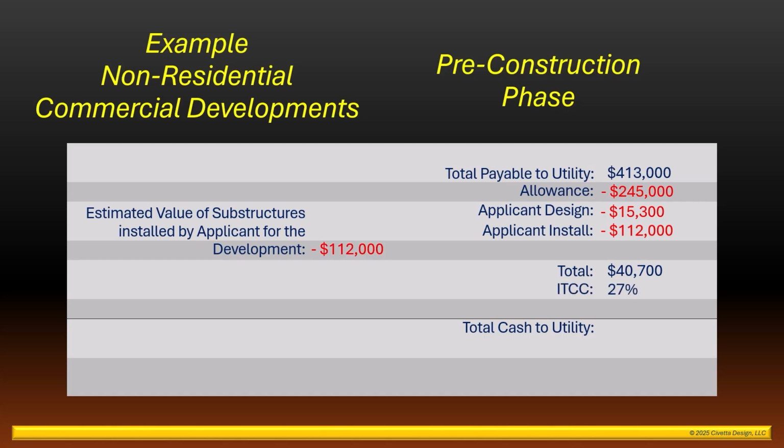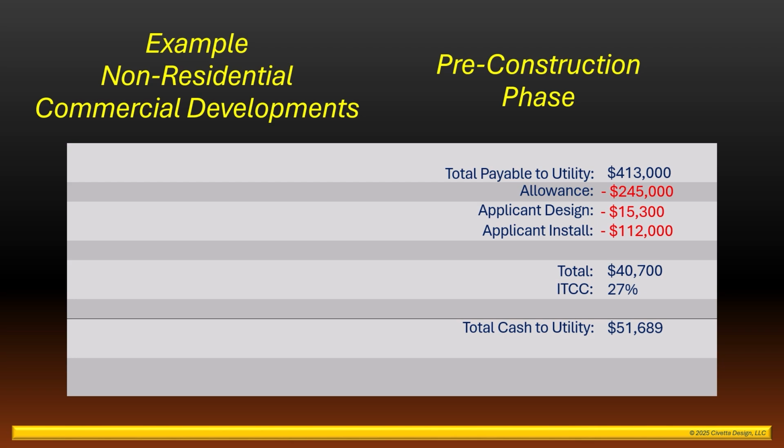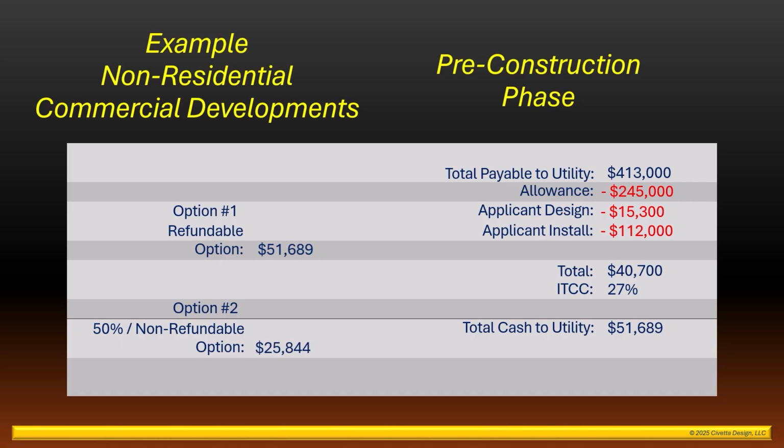After including the income tax component of contribution, or ITCC, of 27%, the cash payment was determined to be $51,689. If you recall from Part 1, Rule 15 contains two payment options when a cash advance is required. Option number 1, known as the refundable option, requires the applicant to pay the entire cash advance. This option will make the applicant eligible for a refund should additional customers connect to the new distribution extension. Option number 2, the 50% non-refundable option, allows the applicant to pay only one half of the cash advance required, but eliminates eligibility for future refunds.